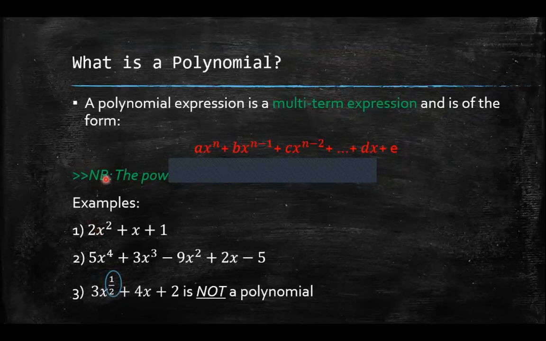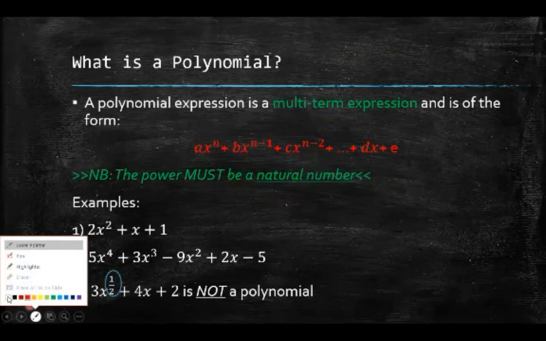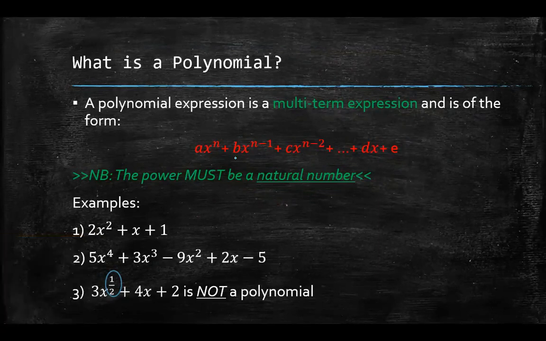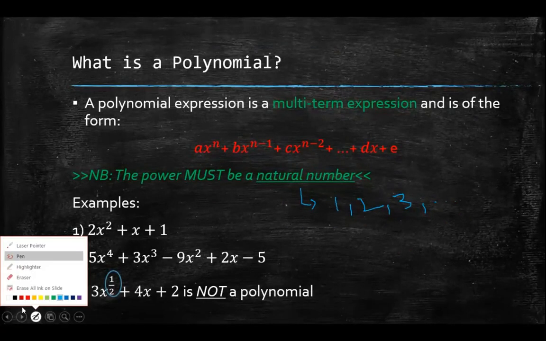So this is something you need to note. The power for polynomials must be a natural number. So what exactly do I mean by a natural number? Well, it's the numbers starting from 1, going all the way up. So it's 1, 2, 3, ... So it starts from 1, it goes all the way to infinity, right? That's the set of natural numbers.